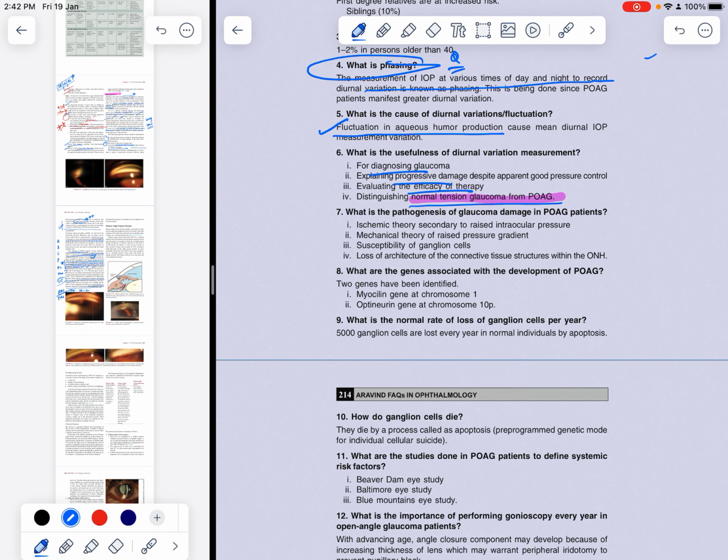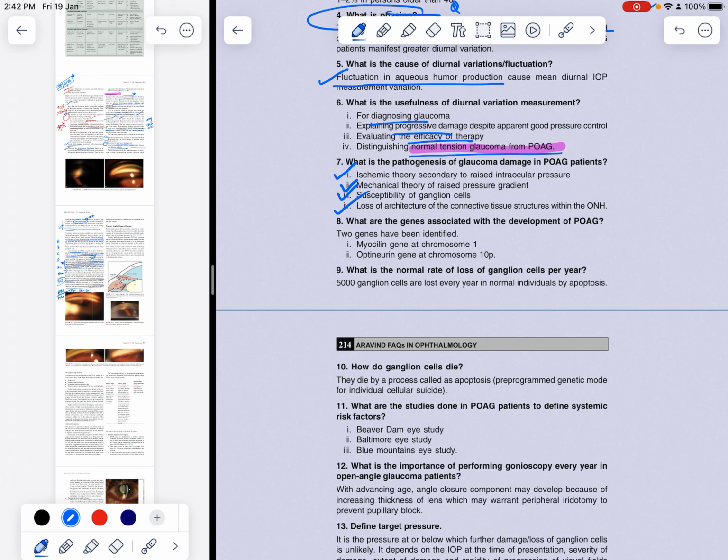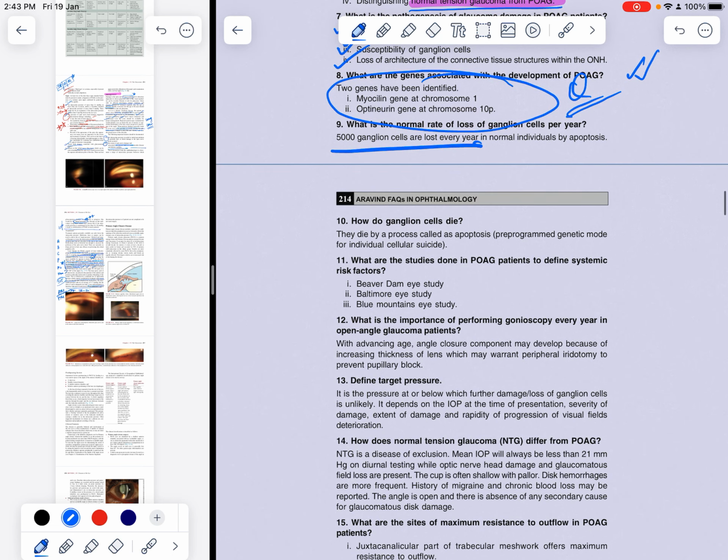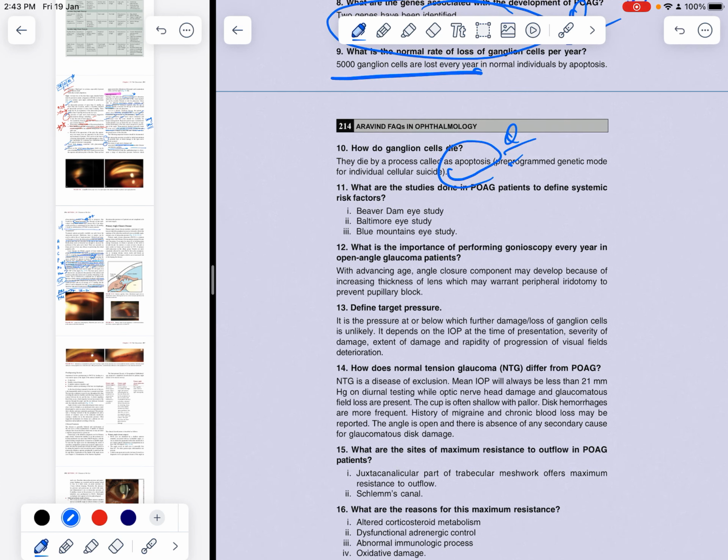Pathogenesis of glaucoma damage already explained. Mechanical theory, ischemic, vascular, loss of architecture. Everything has been answered already. What are the genes associated? This is a new one. I said chromosome 1q as per Parsons. Now we have myocilin gene and optineurin gene. Make a note of it. This is probably a recent advance. Normal rate of loss of ganglion cells per year, not mentioned in Parsons, it's 5000 ganglion cells per year. How do ganglion cells die? Simple, apoptosis, second year pathology. What are the studies done in POAG patients? This you have to remember, just mug it up. 3 B's I call it: Beaver Dam Eye Study, Baltimore Eye Study, and Blue Mountain Eye Study.